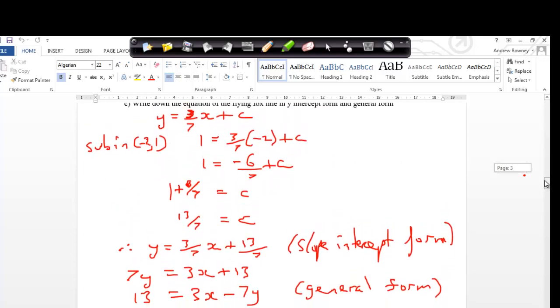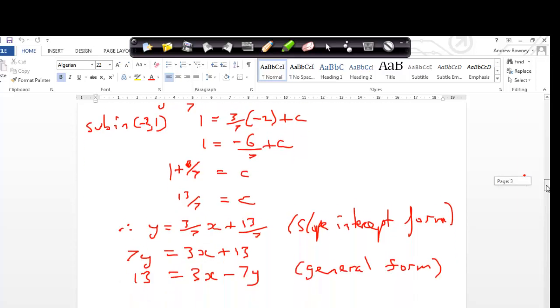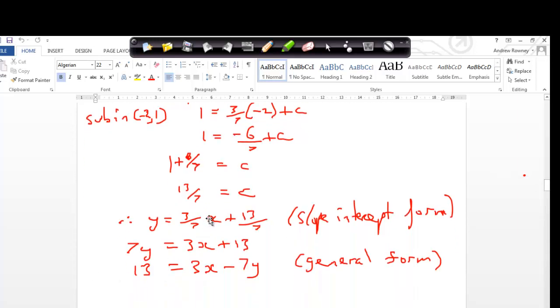And to do that, you sub in any point. So sub in minus 2, 1. 1 goes where y is, minus 2 goes where x is. Work out that fraction, add 6 on 7, and so you get 13 on 7 as the c value. So it's almost 2, but not exactly equal to 2. So we can say our equation is 3/7 x plus 13 on 7. Now that's the slope-intercept form, y equals mx plus c.